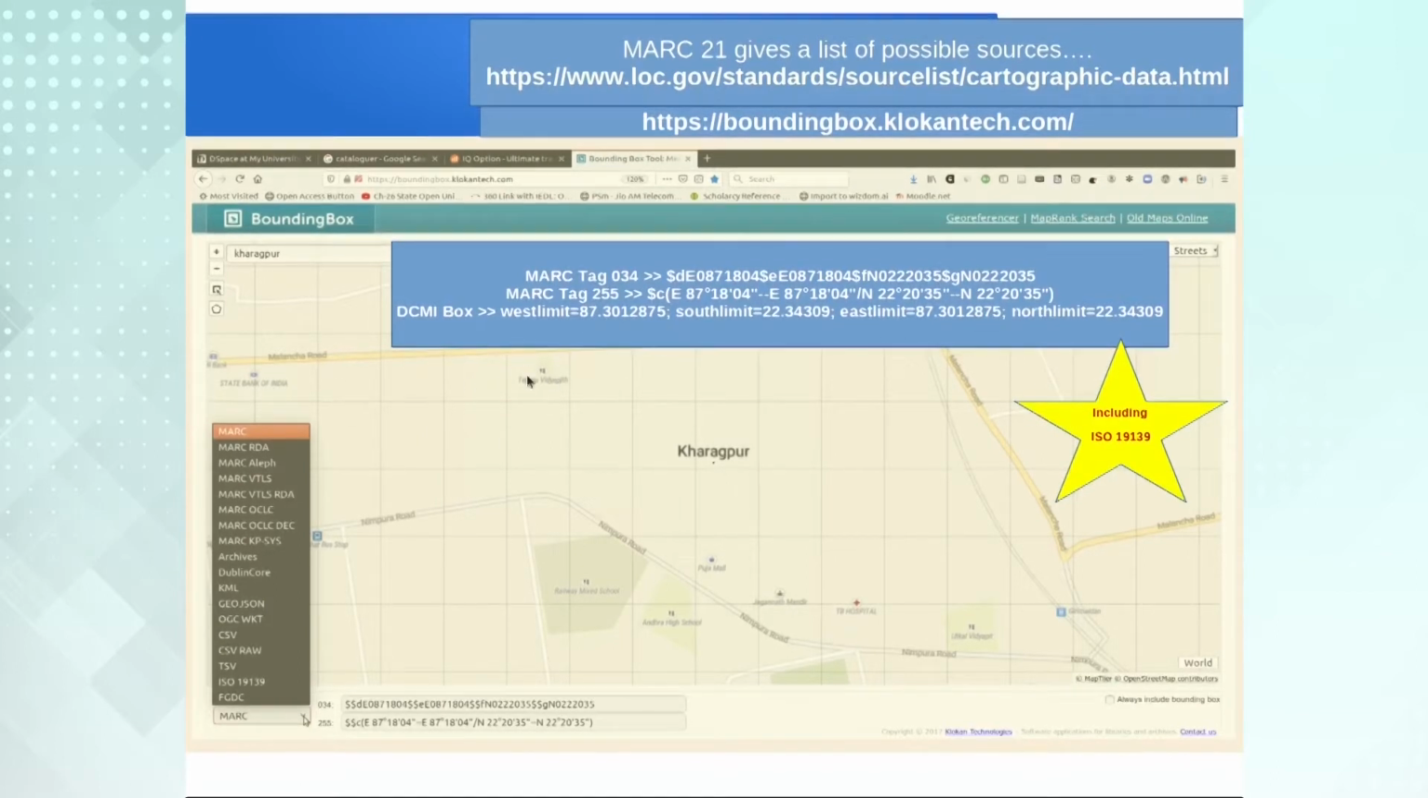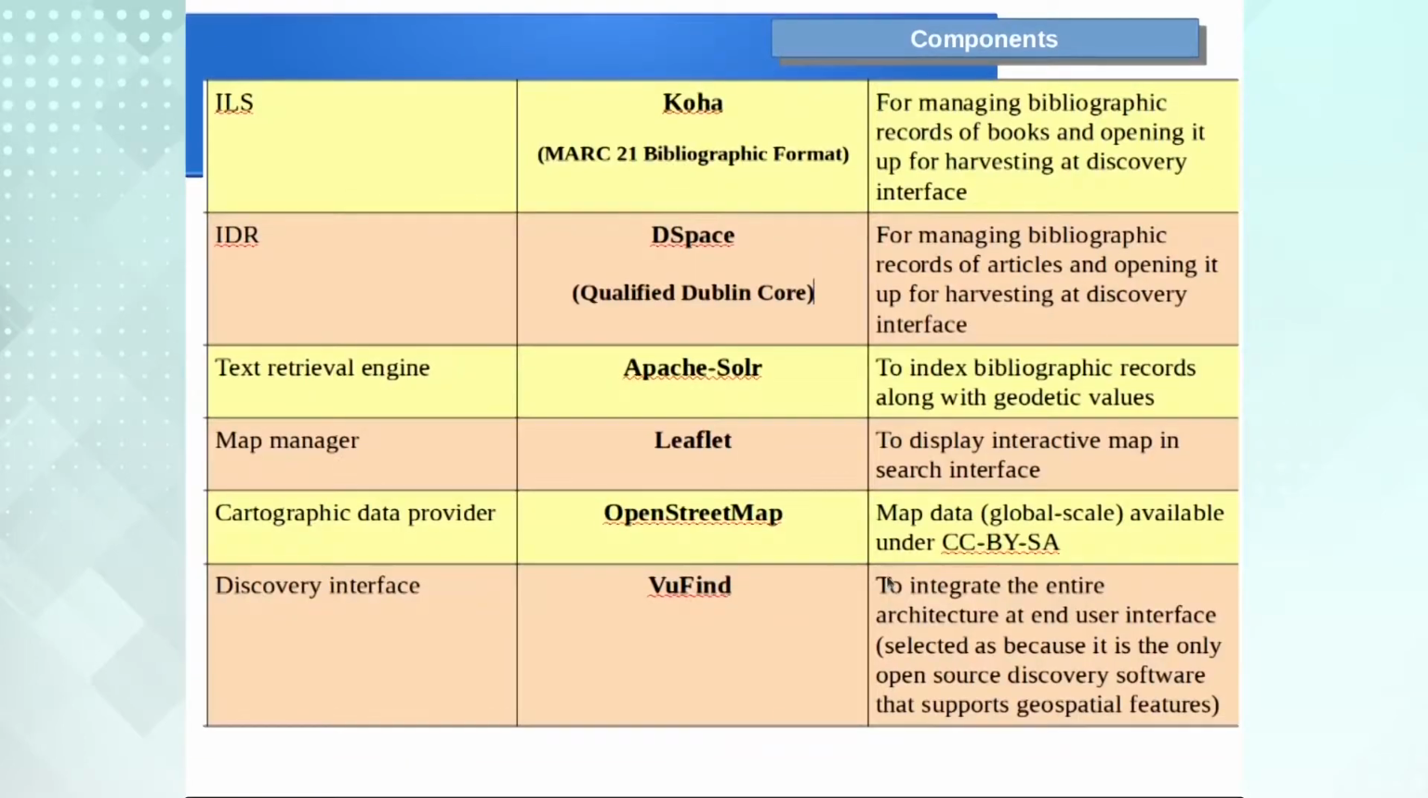Then after giving the name, we can select the standard, say for example MARC, and it can give me the 034 tag, with all four subfields: subfield D, subfield E, subfield F, and subfield G. So, there we can take the values and enter them inside the MARC 21 catalog. Please go through the list at loc.gov.